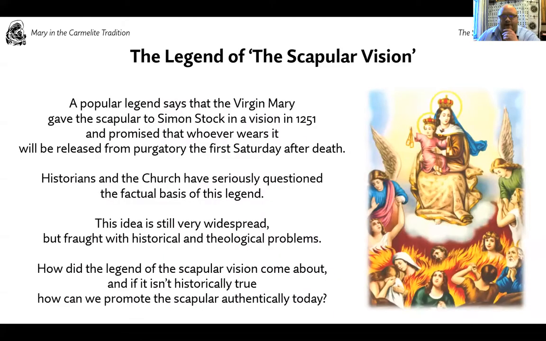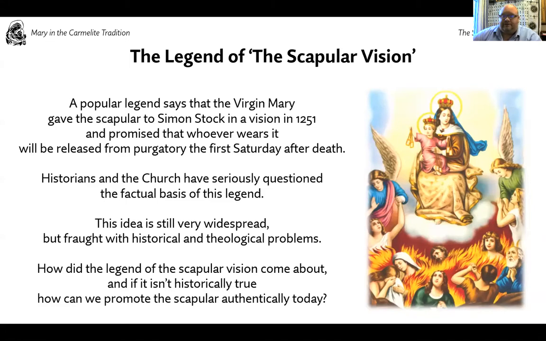So, a popular legend says that the Virgin Mary gave the scapular to Simon Stock in a vision in 1251. Some say it was on the 16th of July, 1251, the Feast of Our Lady of Mount Carmel. I'll talk about the feast tomorrow and how they got the date wrong with regard to this. But anyway, according to this popular legend, Mary promised that whoever wears the scapular will be released from purgatory on the first Saturday after death.